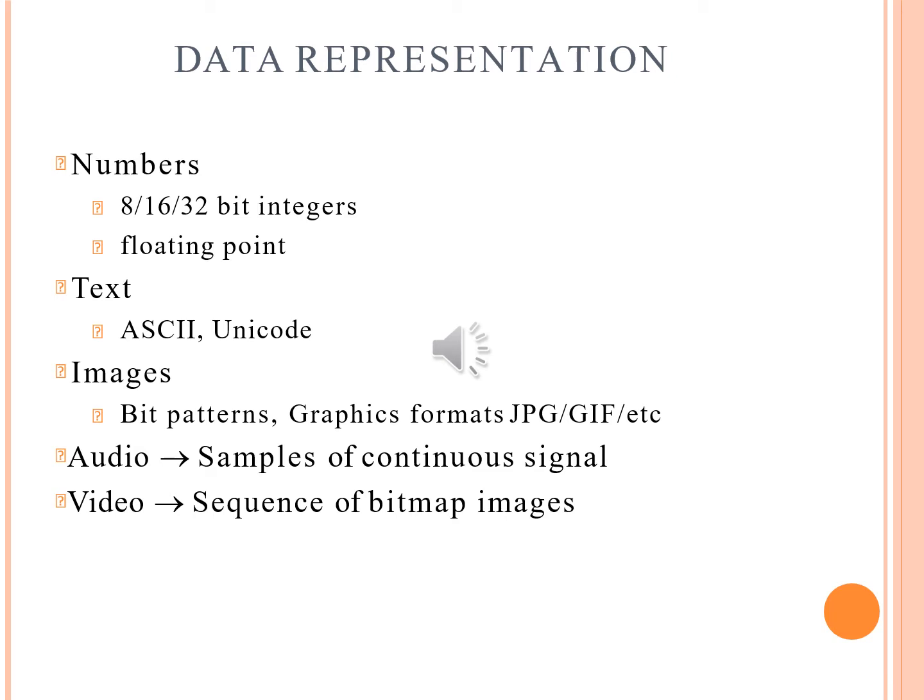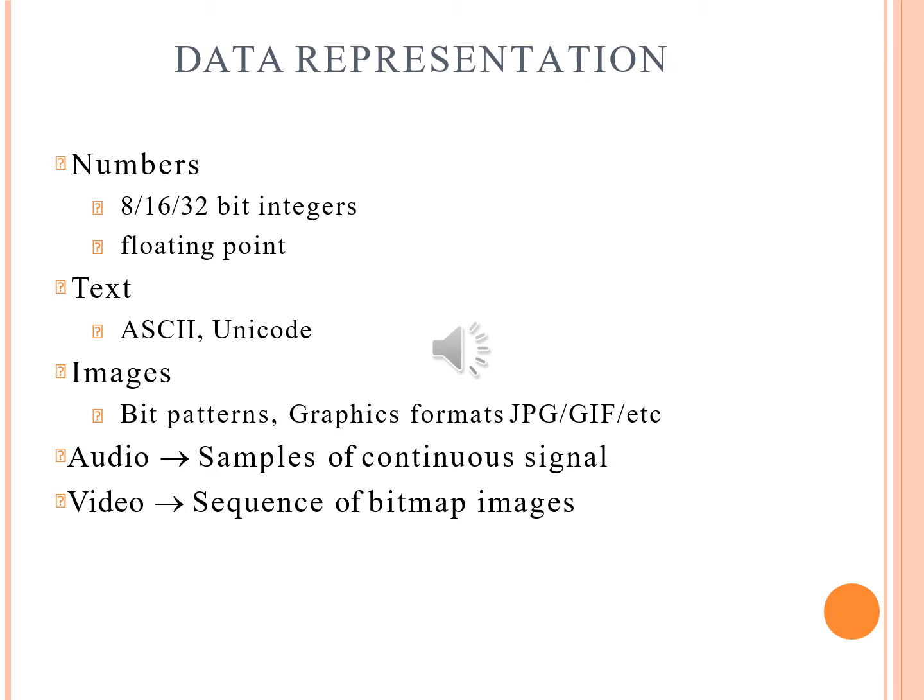Whether it is floating point or not, the data which we are going to transfer within the network might be numbers or text, right? Text definitely includes ASCII values and Unicode formats. We have images, which means we are also able to transfer images over the network. That might be bit patterns, graphics formats like JPEG, GIF, PNG, BMP, etc.